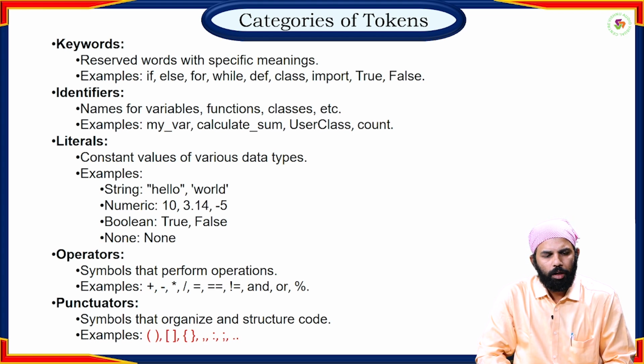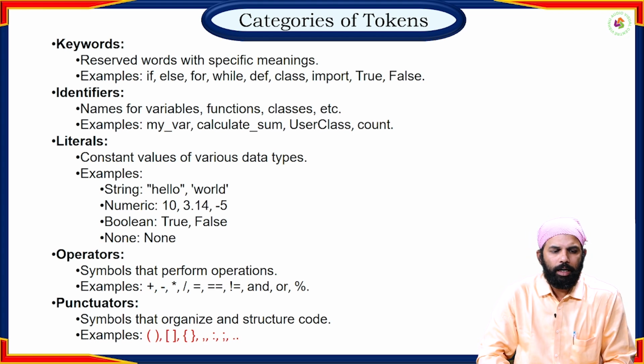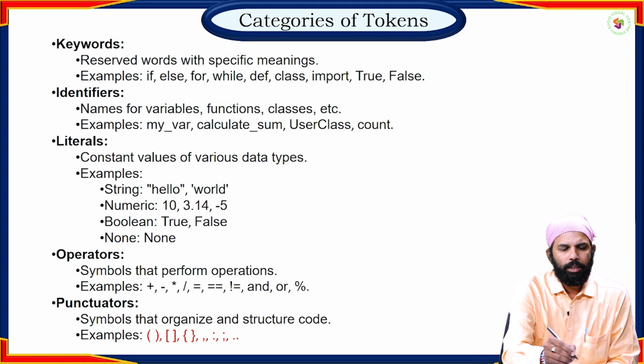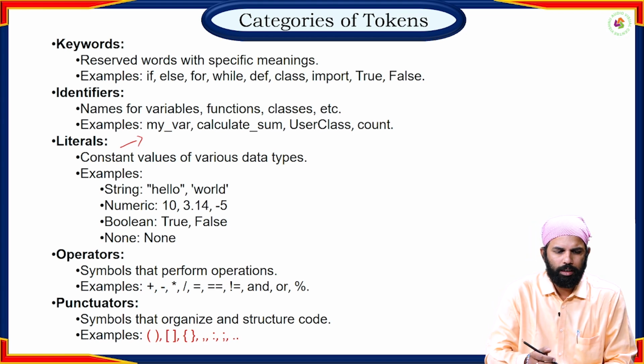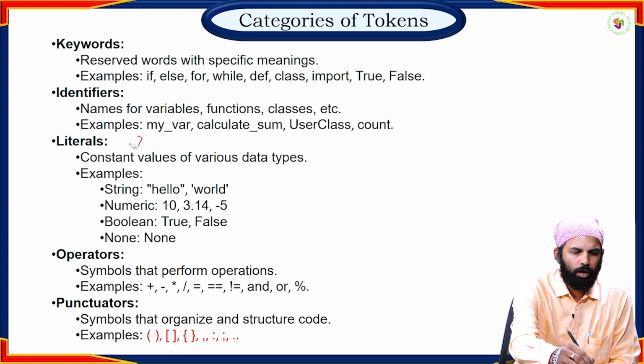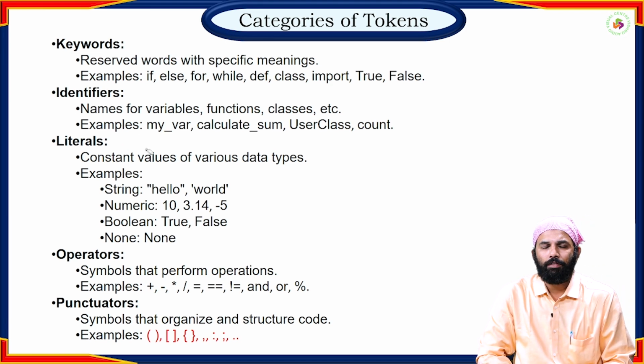Next, literals are the constants which have meaning with respect to the various data types. We have string literals, numeric literals, Boolean literals, and None, the value which doesn't hold any particular value, which is also considered a literal.